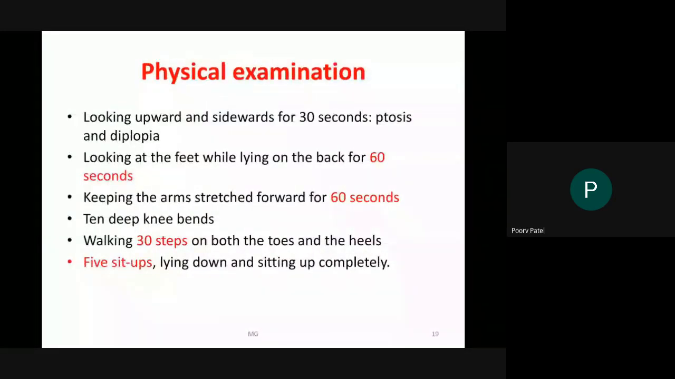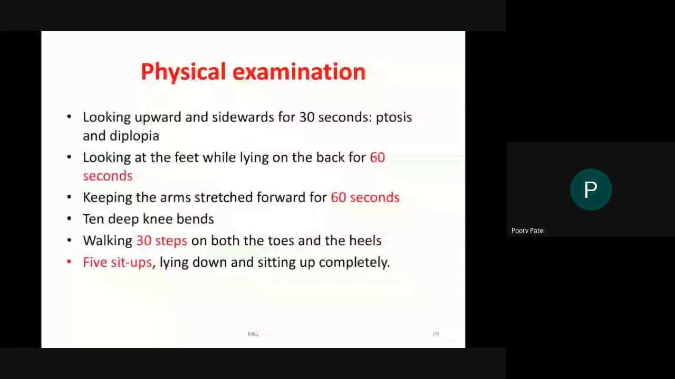5 sit-ups, lying down and sitting up again. So the patient has to do 5 sit-ups, then lie down and again sit up completely. This will also give you a response on whether the patient is having a feeling of fatigue or not. And we give lying down in between so that there is relaxation, a phase of recovery.